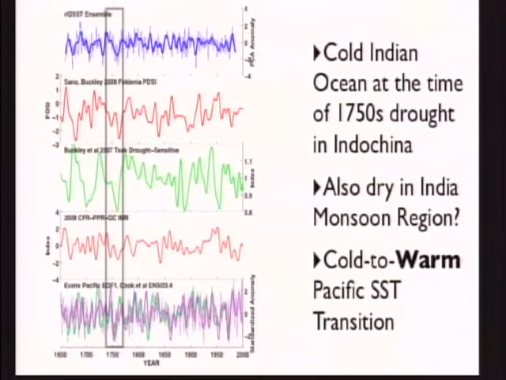I'll point out one more thing because I'm going to use it later, which is that a preliminary reconstruction of Indian monsoon rainfall, the regional rainfall that we've done as part of this project as well, also shows this drought here. It's not as severe as in Southeast Asia, but it has this sort of structured period of drought during the same period. So I'm going to use that information later.